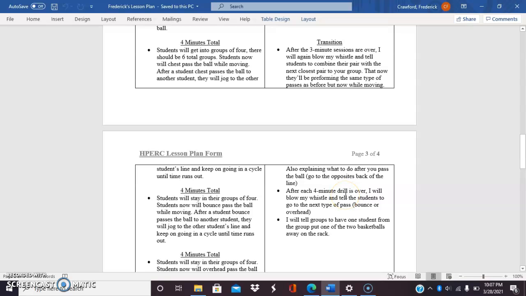After each 4-minute drill is over, I will blow my whistle and tell the students to go to the next type, like above: bounce, or overhead. And I will tell groups to have one student put one of the 2 basketballs away on the rack because obviously they're combining groups, so they don't need 2 basketballs.